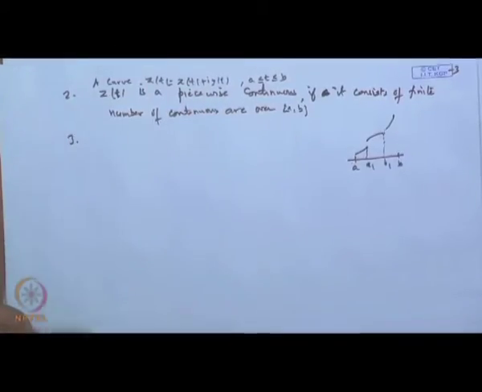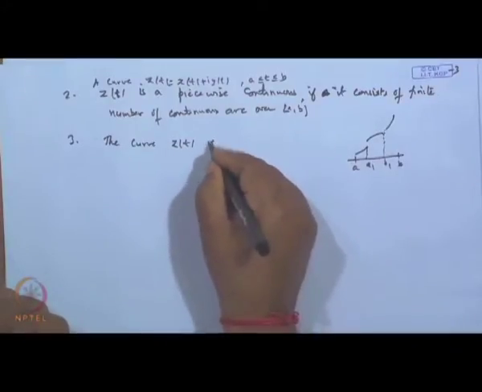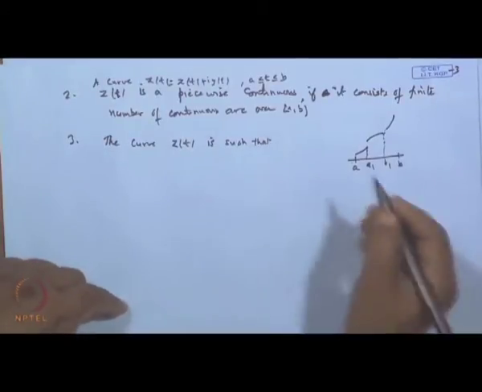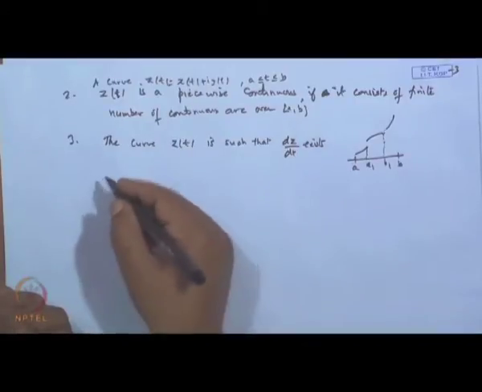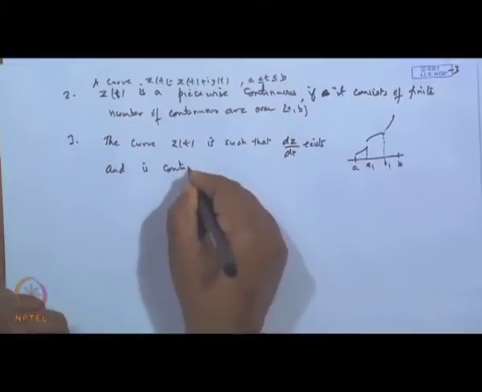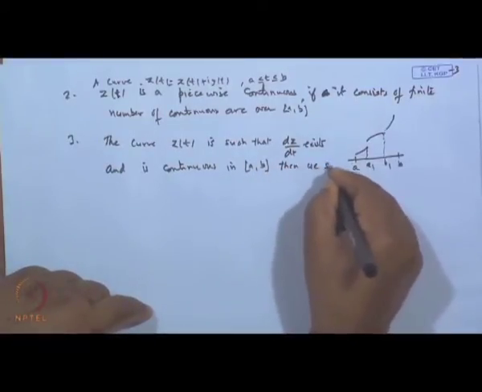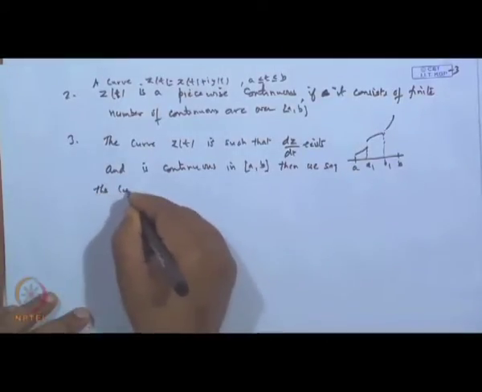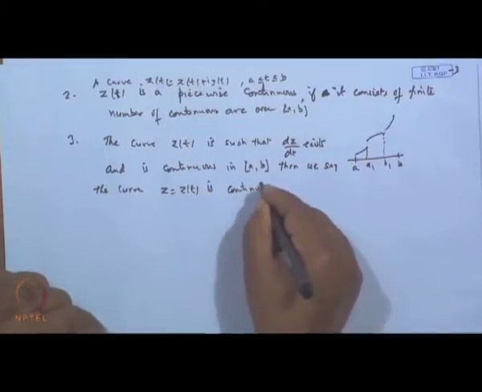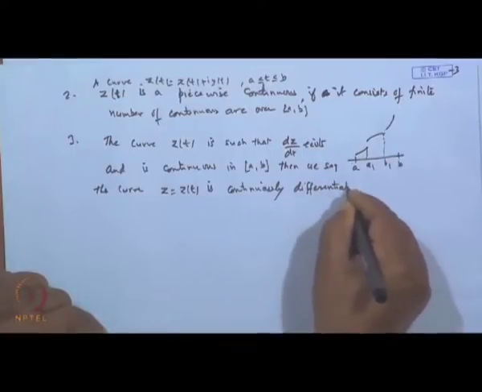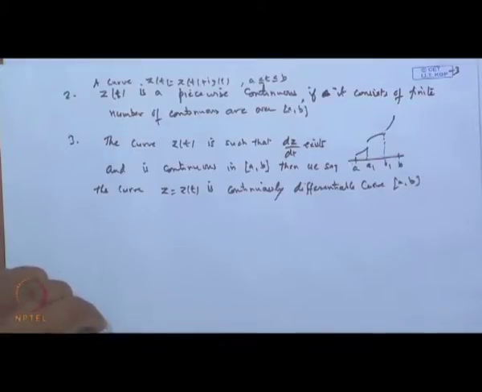Then the third definition regarding the curve: if the curve z(t) is such that the derivative dz/dt exists for each t and is continuous in the interval [a, b], then we say the curve z equal to z(t) is a continuously differentiable curve over the interval [a, b].